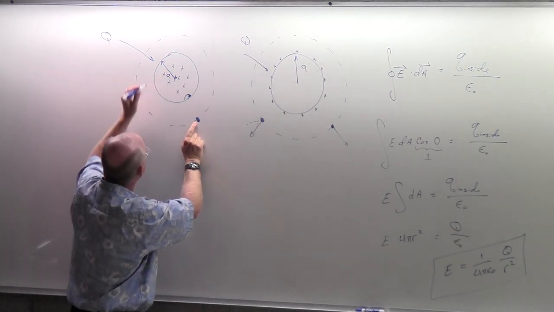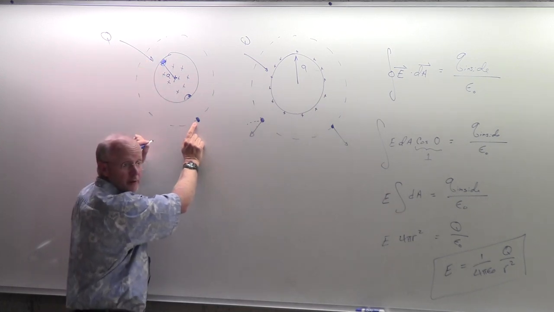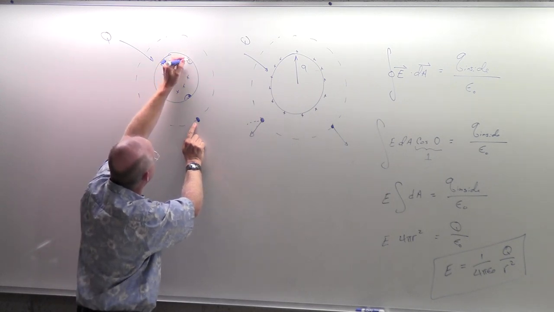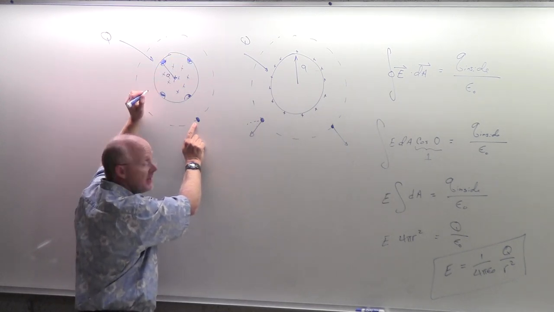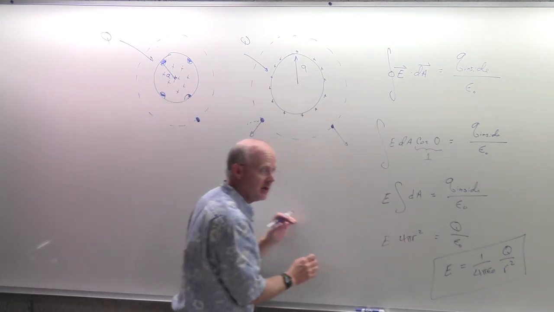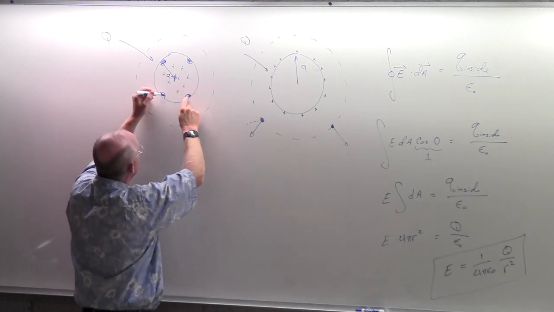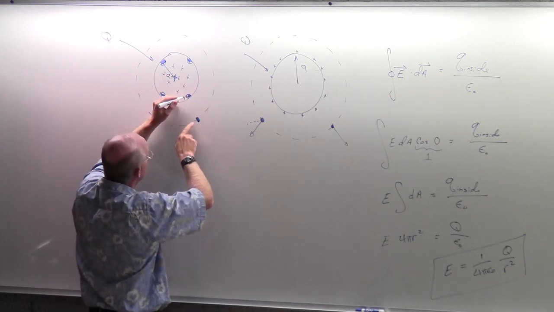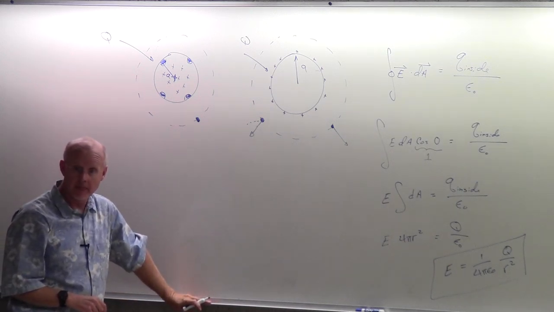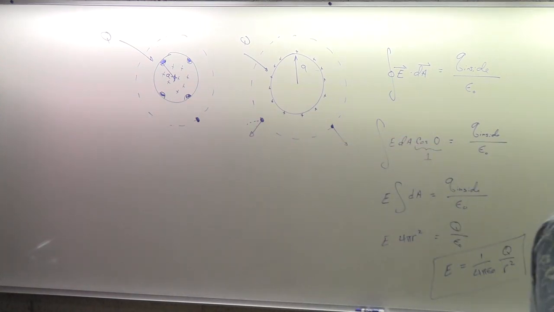But what else is true? Aren't these charges over here further away? And so this is to my left, and this is to my right. And so the reason it comes out to be the same equation as if all the charges were at a point in the center here is because of this fact. This is a little closer, and this is a little further. Okay? And we're going to see the same thing here when we look at the electric field on the inside.